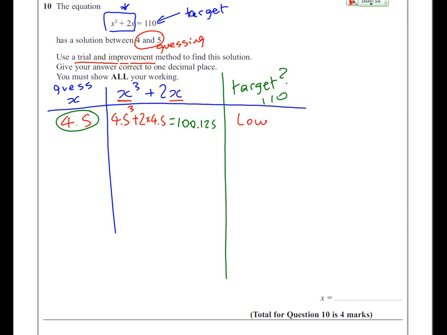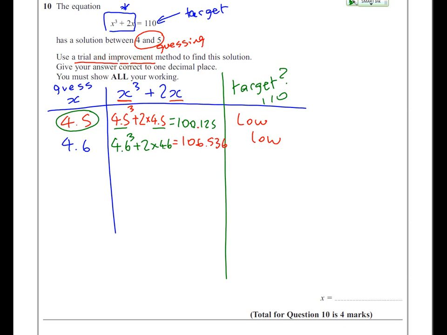So that means we want it bigger, so we're going to increase our guess. Let's increase our guess to 4.6. Now go back into your working out in your calculator and change the 4.5 to 4.6. That's a little top tip to save you a bit of time. So what we've done on our calculator is 4.6 cubed plus 2 times 4.6, and you should get 106.536, which is again still too low.